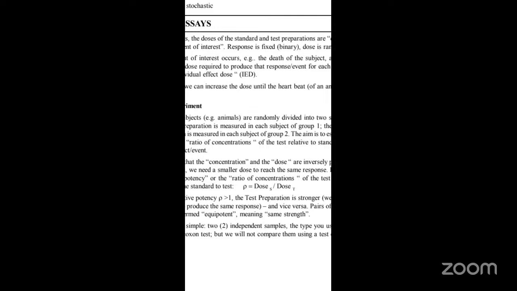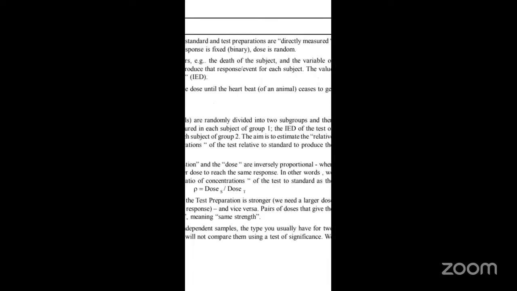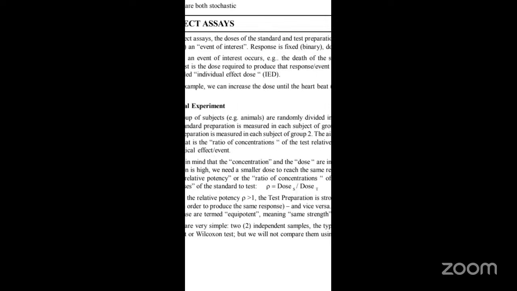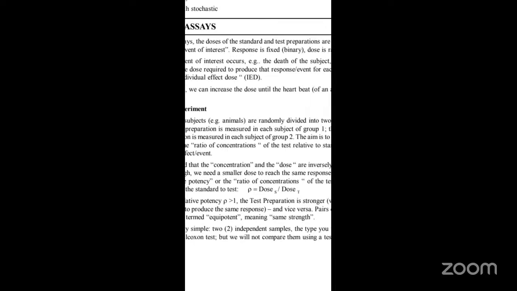We need a smaller dose to reach the same response. In other words, we define the relative potency, or the ratio of concentrations of the test to standard, as the ratio of doses of the standard to test, rho equal to dose S by dose R. If we give a small dose, there may be some effect. If we increase the dose, there may be some more. So this efficiency we can calculate: rho equal to dose S by dose R.